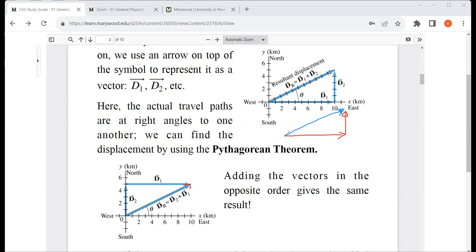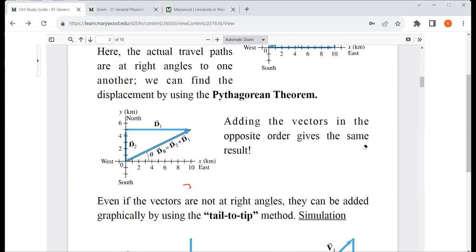So from the tail of the first vector to the tip of the last vector, that is the tail to tip method. And the tail to tip method tells us that the line from the tail of the first vector to the tip of the second vector is the resultant, or sum, of these two vectors. Okay, all right. So here you can add as many vectors as you want. We are going to see that.